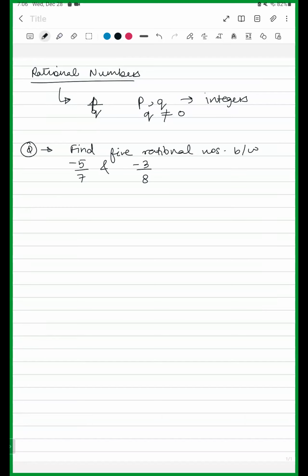So can you tell me how can we do this? First we'll take -5/7, and we will multiply both the numerator and denominator by 2, and then 3, and then 4, and then 5, and then 6.